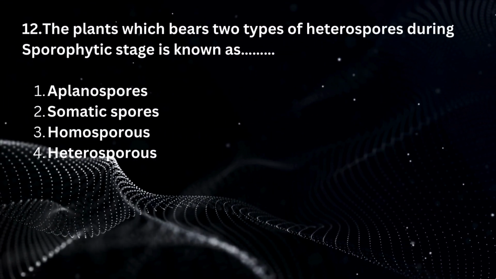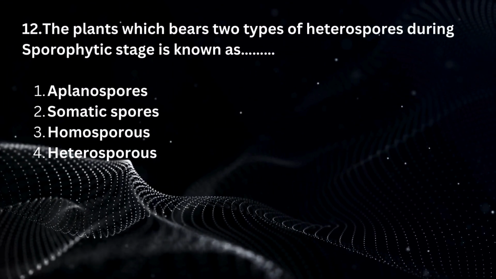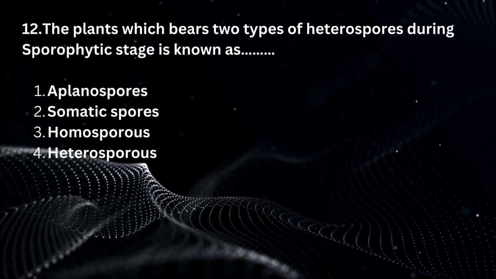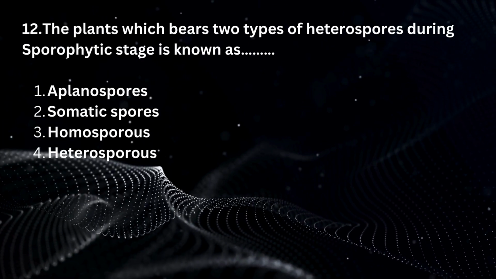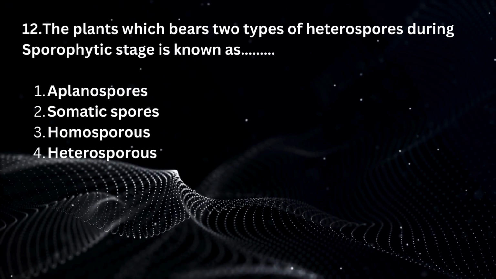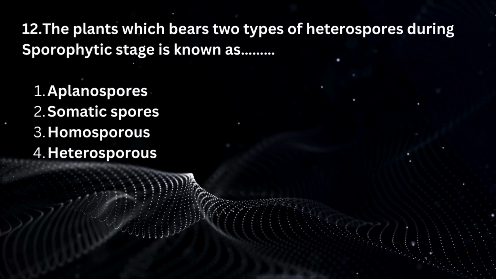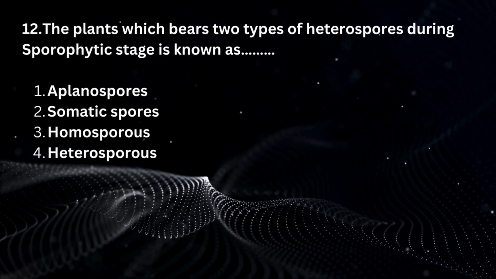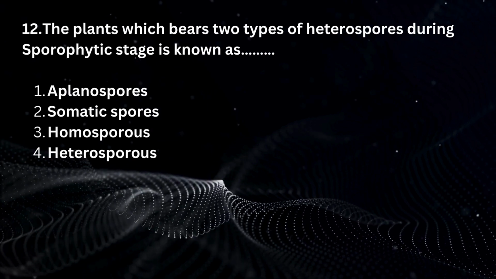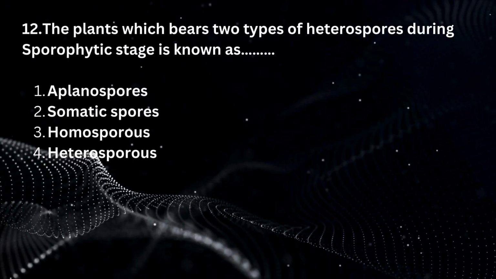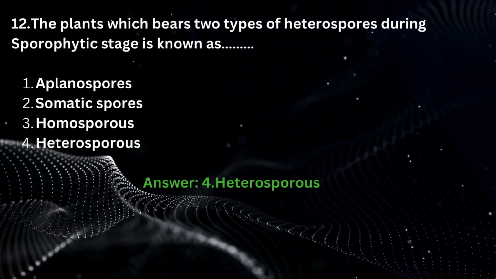Question number 12, the plants which bear 2 types of heterospores during the sporophytic stage are known as 1. Aplanospores. 2. Somatic spores. 3. Homosporous. 4. Heterosporous. The answer is 4.